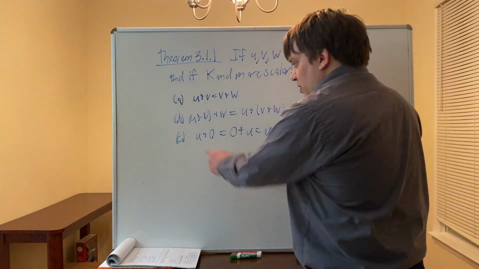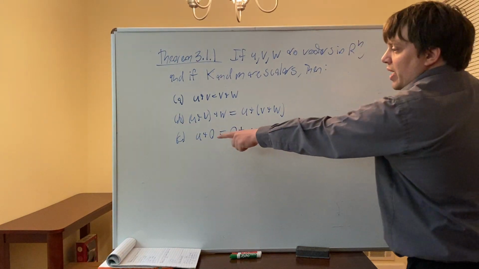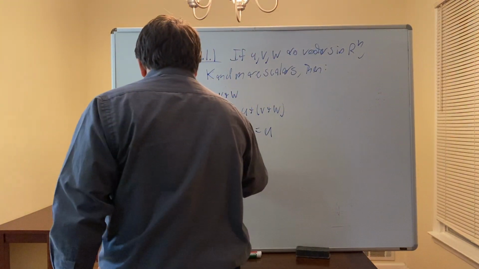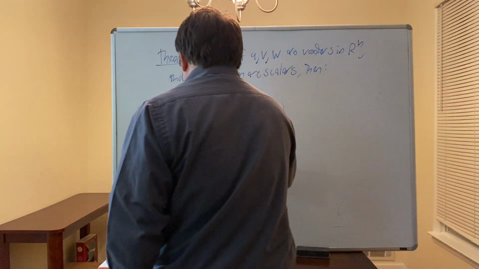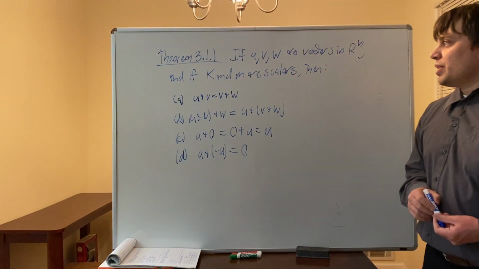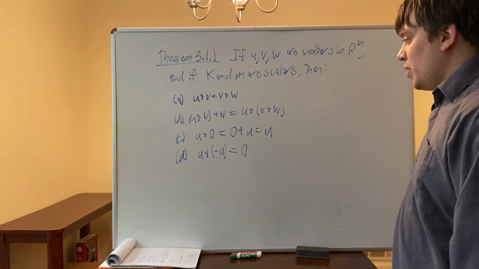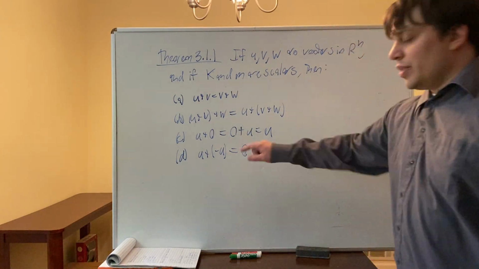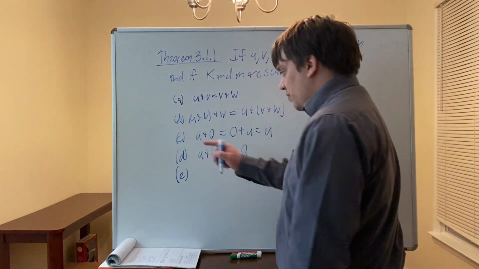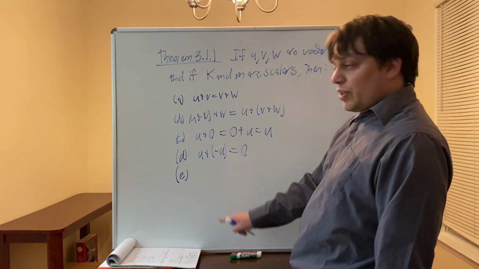Okay, so this is u + 0 = 0 + u = u. What that means is that if you take any vector and add the 0 vector to it, you get the same vector. D, u + (-u) = 0. The idea is that if you take any vector u, it has a negative, -u, and if you add this negative to u, you get 0. It's the additive inverse of u.